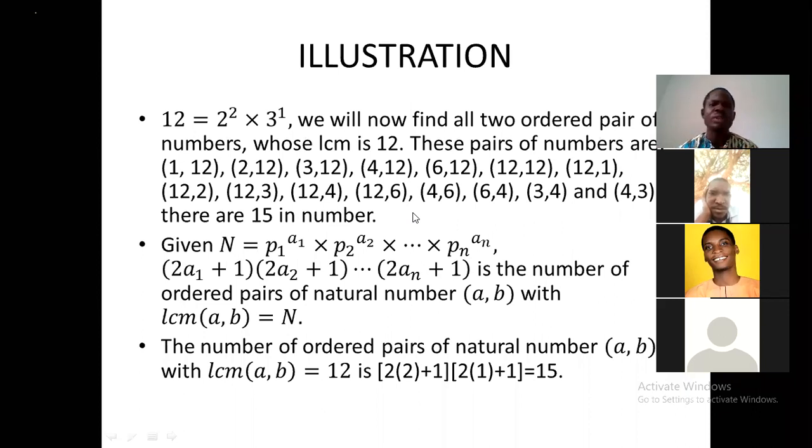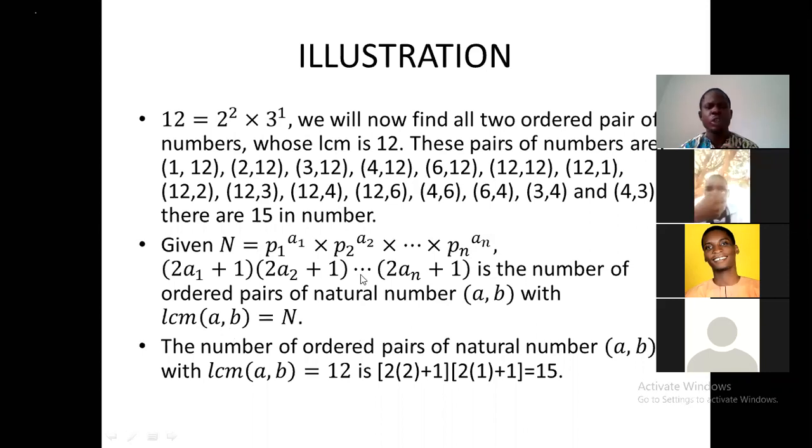That's why if they ask you to find all pairs of numbers whose LCM is 12, it is not wise to go about listing them. It's better if we know some formula that we could use to get our result. In the last slide, we established that formula. We said given n is equal to P1 raised by A1 times P2 raised by A2 times ellipsis Pn raised by An, that's (2A1 plus 1) times (2A2 plus 1) times ellipsis times (2An plus 1) is the number of ordered pairs of natural numbers (a, b) with LCM of a and b equal to n.